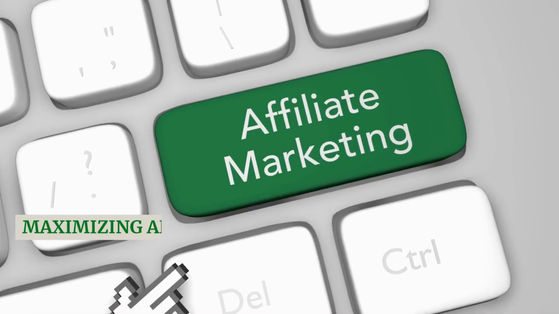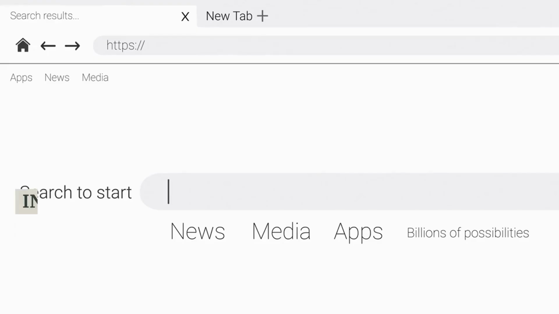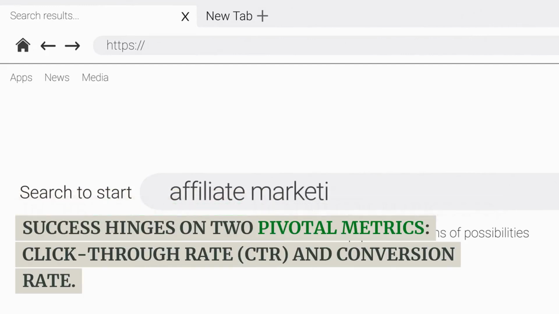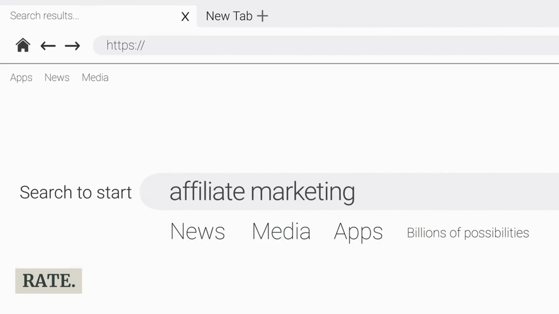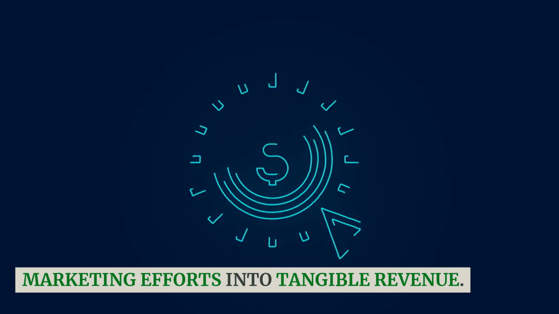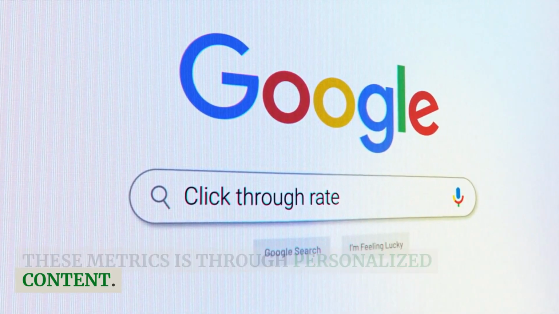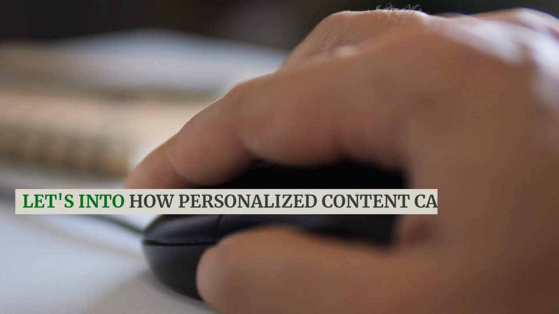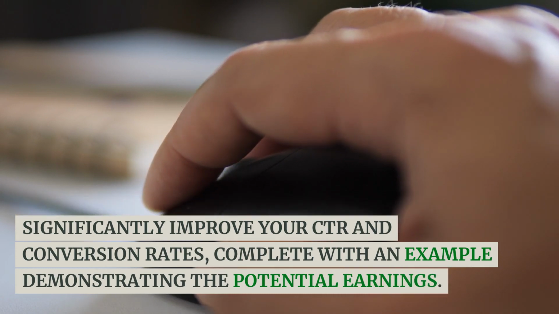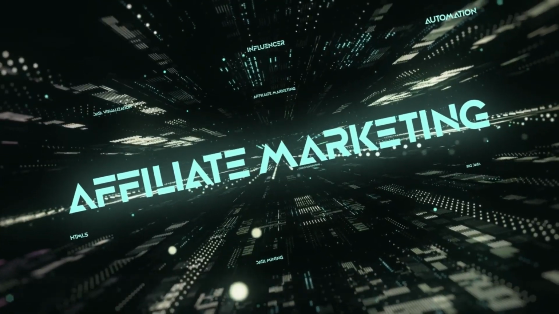Check it out. Maximizing affiliate marketing success: enhancing click-through rates and conversion. In the dynamic world of affiliate marketing, success hinges on two pivotal metrics: click-through rate, CTR, and conversion rate. Both play a crucial role in translating your marketing efforts into tangible revenue. One particularly effective way to boost these metrics is through personalized content. Let's dive into how personalized content can significantly improve your CTR and conversion rates, complete with an example demonstrating the potential earnings.